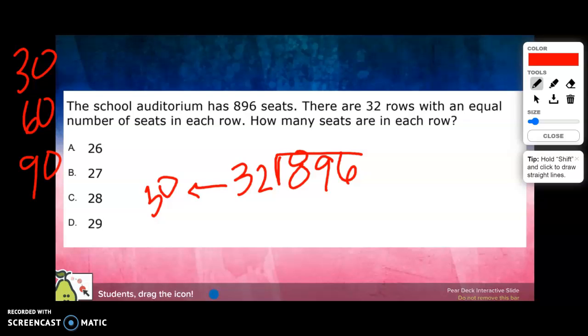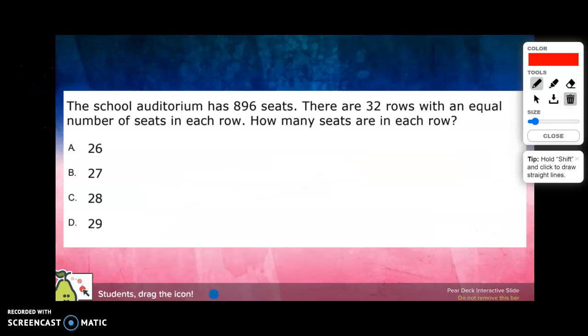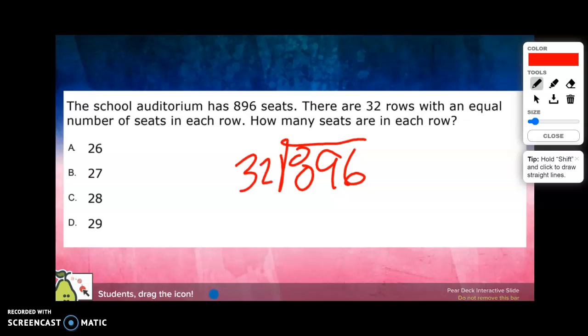So 32 cannot go into 8, but it can go into 89. I see here that when I rounded it to 30, one of the multiples was 90, and that was 3. So let's just try it out. Let's do 32 times 3. That would be 96. So that doesn't work. So I'm going to have to go down to 2. So 32 times 2 is going to give me 64.